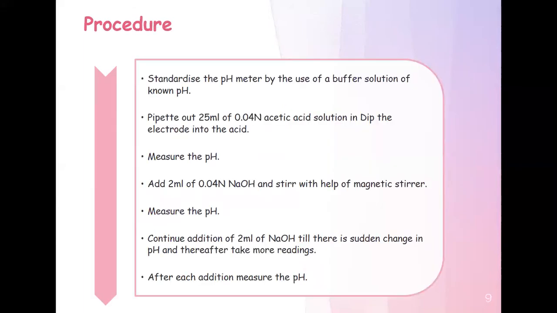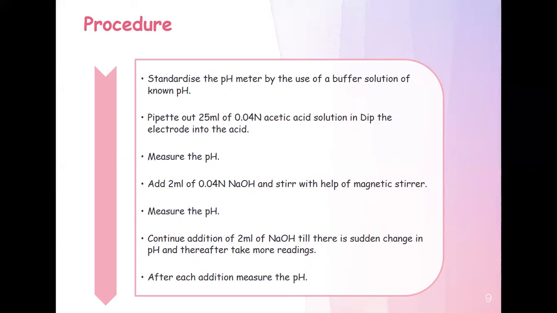Now we'll see the procedure. Standardize the pH meter by use of buffer solution of known pH. In this case, we have to take either 4 pH or 4 pH and 7 pH solution, and you have to calibrate your pH meter first and then proceed for the titration.